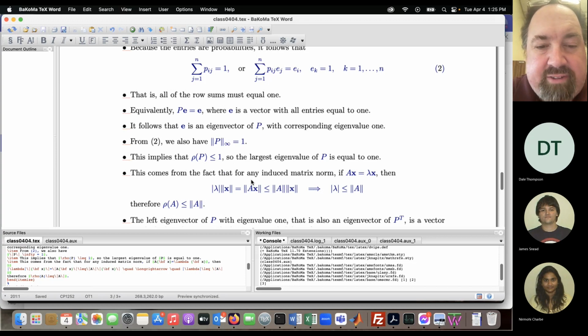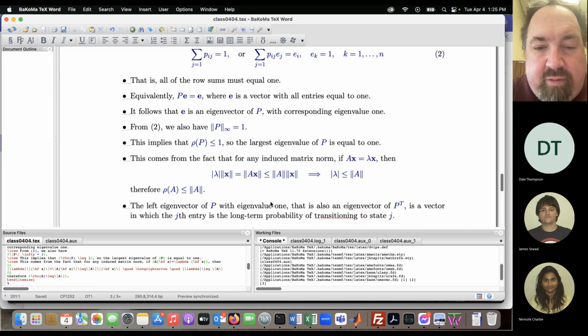Now, if we consider the left eigenvector of P corresponding to the eigenvalue 1, which is also an eigenvector of P transpose, the interpretation of that vector is the jth entry of that eigenvector is the long-term probability of transitioning to state j. In other words, the probability of arriving at state j in any number of transitions. So the probability that you'll eventually wind up there.